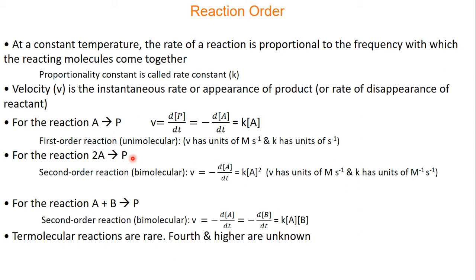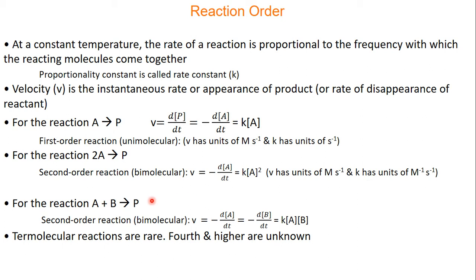Now we can go to a little more advanced mechanism, which is 2A goes to P. This is called a second order reaction because we have two things, or a bimolecular reaction. Here, our velocity is equal to our change in A over time, which equals Ka squared. A squared because we have two A's. Here, velocity, again, has units of molar per second. Since this is A squared, K must have units of molar minus 1, seconds minus 1. And this minus 1 just means you're on the denominator of a fraction.